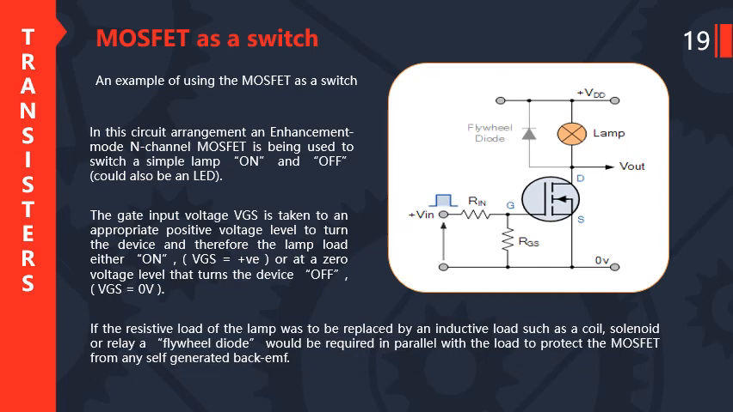If the resistive load of the lamp was to be replaced by an inductive load such as a coil, solenoid or relay, a flywheel diode would be required in parallel with the load to protect the MOSFET from any self-generated back EMF. तो अगर हम रेजिस्टिव लोड की जगह इंडक्टिव लोड लेंगे, क्योंकि हमारा बल्ब जो होता है वो रेजिस्टिव लोड होता है, इसकी जगह अगर हम इंडक्टिव लोड लेंगे तो हमें एक फ्लाईव्हील डायोड पैरेलल में कनेक्ट करना पड़ेगा MOSFET को प्रोटेक्ट करने के लिए.